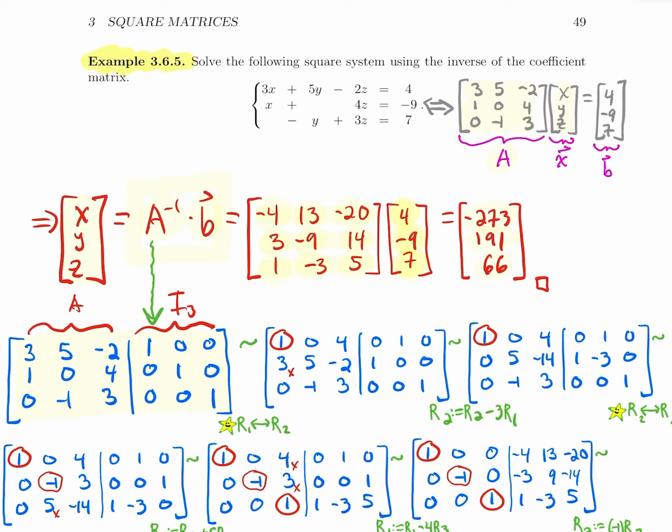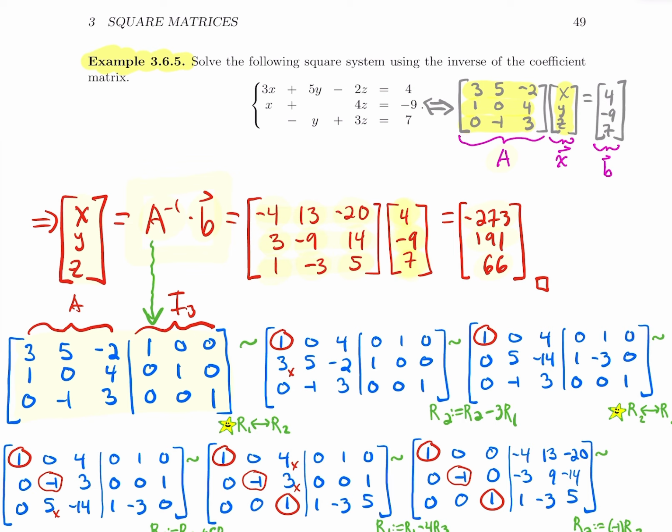Again, here you should feel that if you were to multiply A by X, you would reconstruct this 3x plus 5y minus 2z, for example, on the first row, and etc. You're going to be rebuilding the system. It's the exact same thing, but it's just in matrix form.